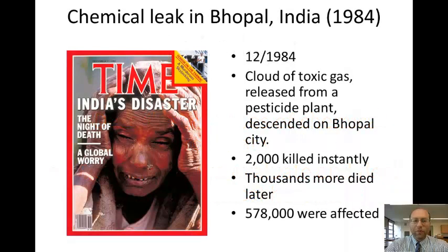One historical place where we really saw the effects of chemical hazards was in 1984, where there was a chemical leak in Bhopal, India. A cloud of toxic gas was released from a Union Carbide pesticide plant, and that descended on the city of Bhopal. 2,000 people were killed instantly, thousands more died later, and overall 578,000 people were affected. And people are still affected by it today, and the lawsuits went on for decades.